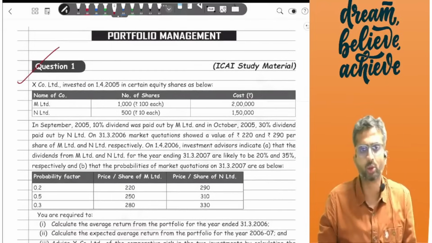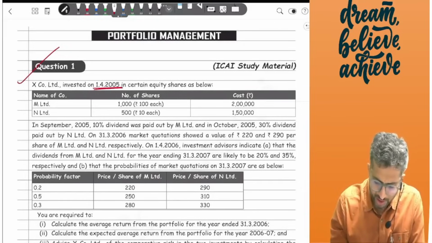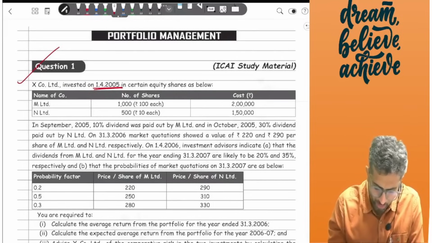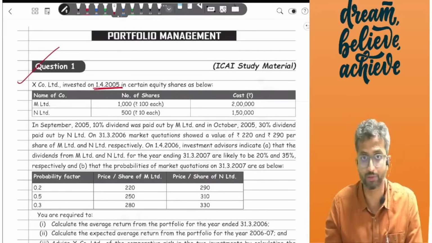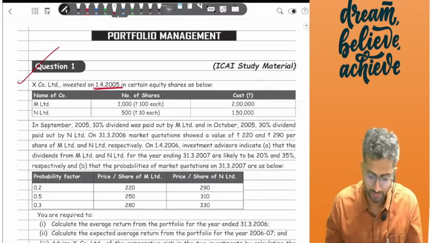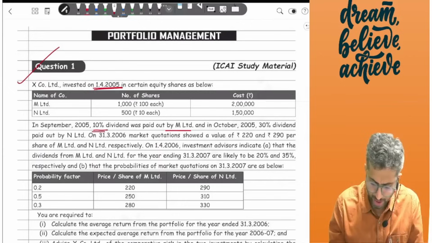This is on calculation of portfolio return. X invested on 1st April 2005 in certain equity shares as below. You have M, where total investment is 2 lakhs for 1000 shares, that is approximately a cost of 200 per share, and 1 lakh 50 for 500 shares, that is approximately a cost of 300 per share. In September 2005, 10% dividend was paid by M, and in October, 30% dividend was paid out by N.